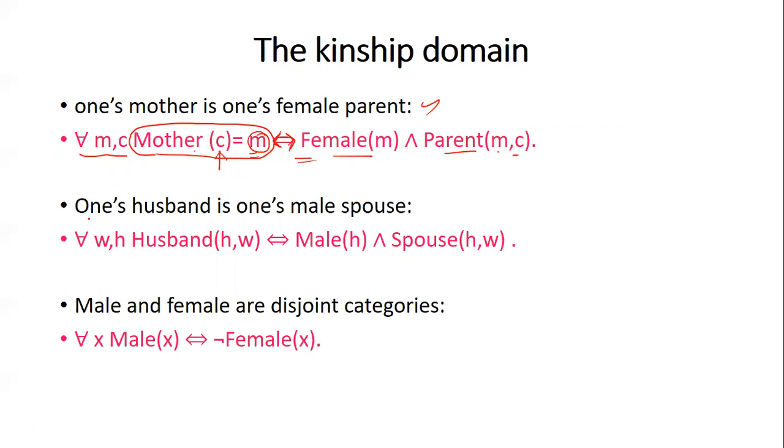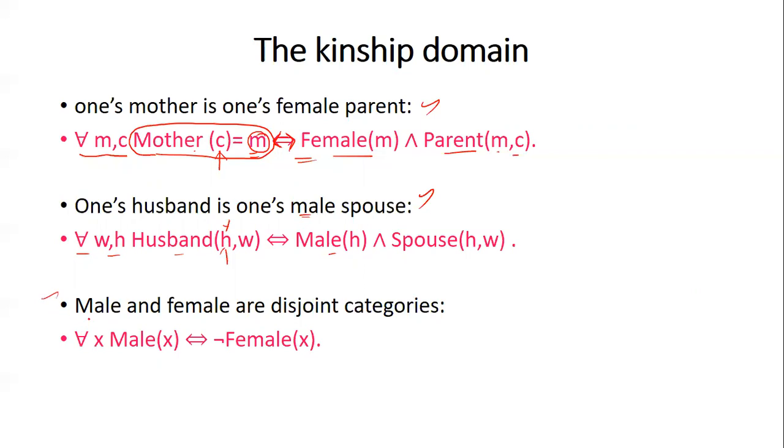Say the next one. We want to represent that one's husband is one's male spouse. So for all w comma h, if h is the husband of w, husband of h comma w, then bidirectionally it is equivalent that h is a male and h is the spouse of w. From this you can also derive the other one: one's wife is one's female spouse. You can try writing it. This is how we represent this statement using first order logic.